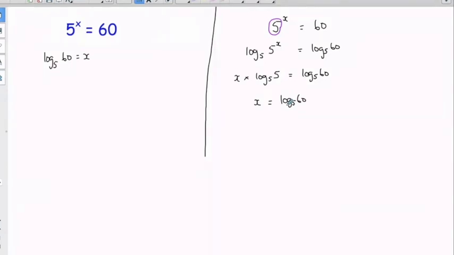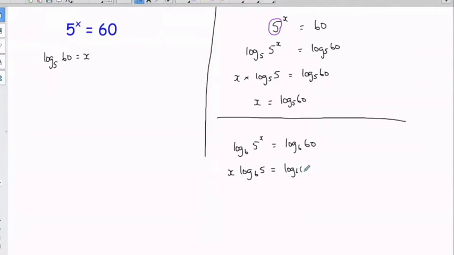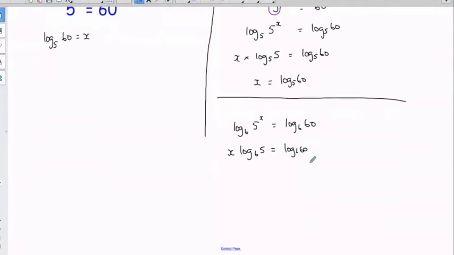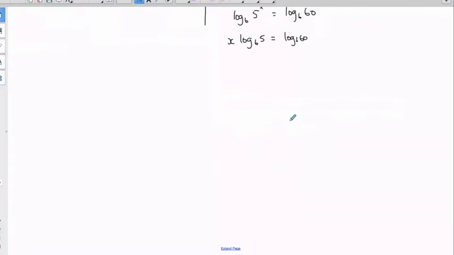The other thing it means is if I hadn't chosen to use a base of 5, I could have used any base at all. If I choose to use a base of 6, then I've got a base 6 on both sides. I can still use my power rule to bring that power down. But what I can now do is divide by log to the base 6 of 5.